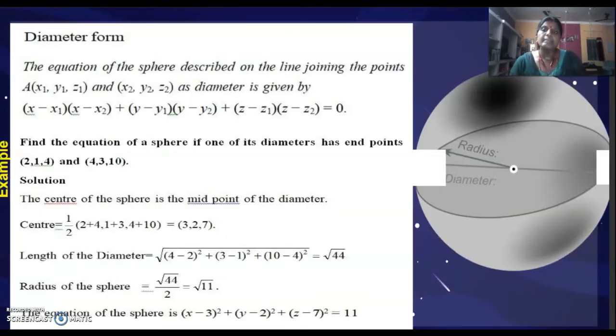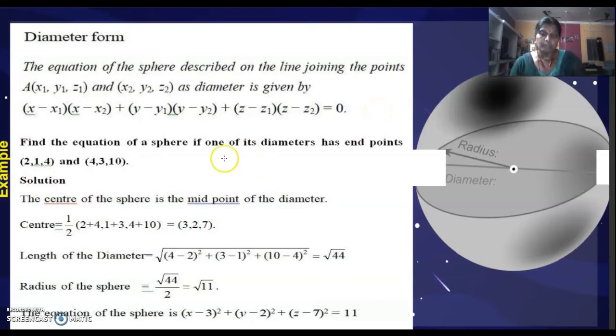The next one is the diameter form. The equation of a sphere described on the line joining the points A and B. Here A is (x1, y1, z1) and B is (x2, y2, z2). AB is a diameter, and the diameter form is given by (x minus x1) into (x minus x2) plus (y minus y1) into (y minus y2) plus (z minus z1) into (z minus z2) equal to 0. Shall we see one example?